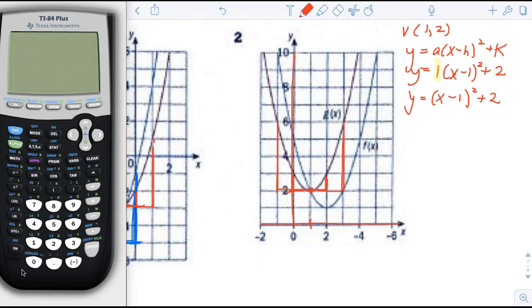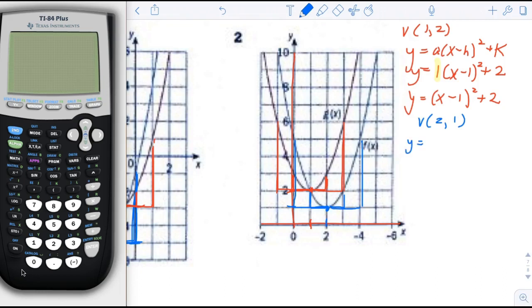Let's do the blue parabola now. So the blue parabola has a vertex here, which seems to be at 2, 1. So the vertex for the blue parabola is 2, 1. What about the size of the blue parabola? So if we go left 1, it goes up 1. If we go left 2, it goes up 4. If we go right 1, it goes up 1. If we go right 2, it goes up 4.